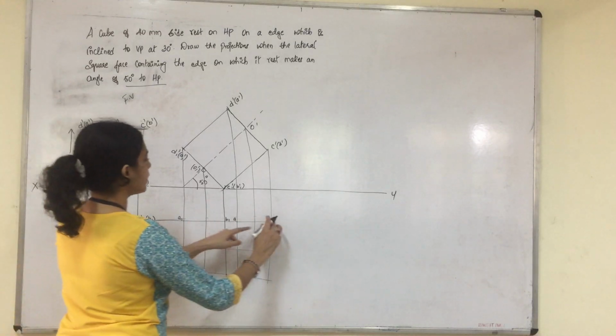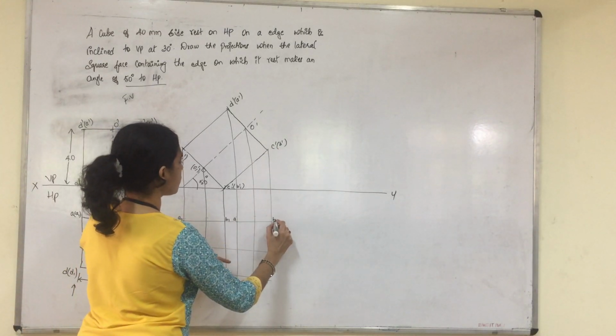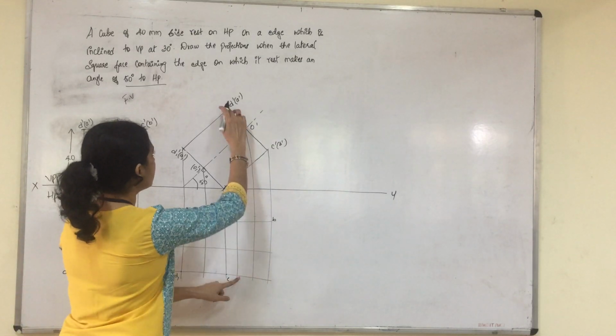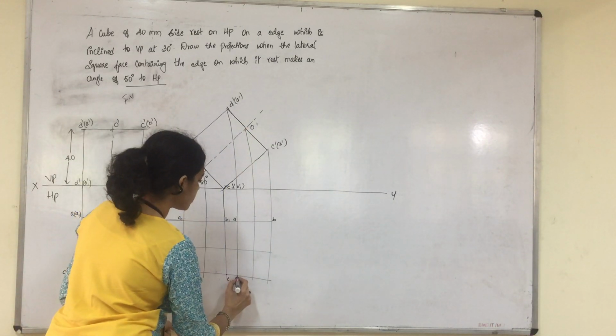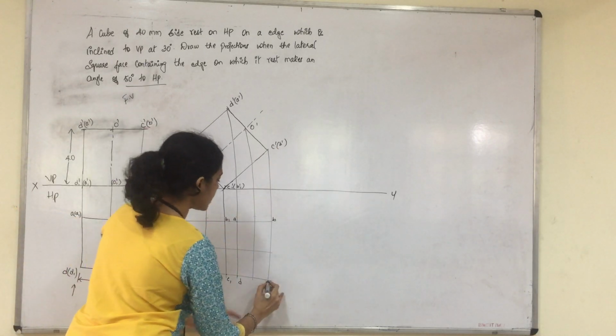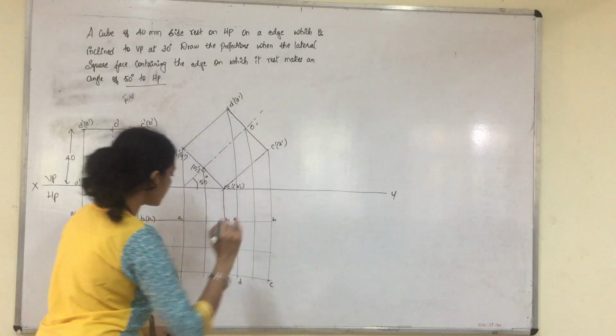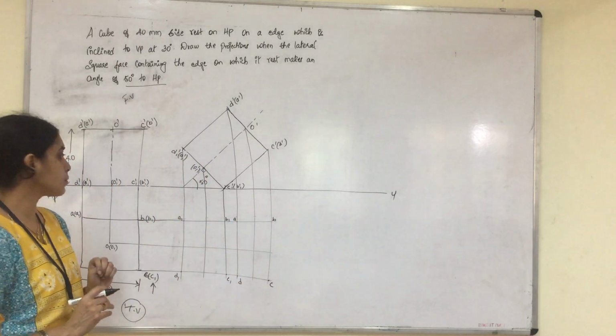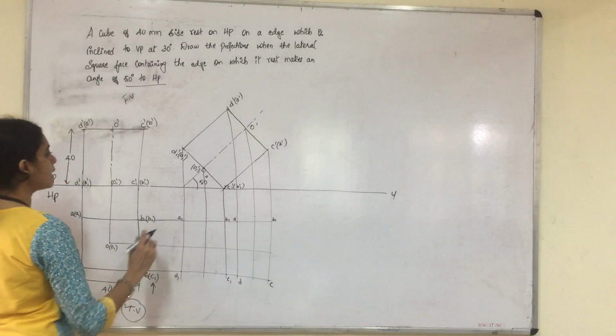So locus of B is meeting B dash at this point, this is our B. Locus of D is meeting D dash at this point, so this is our D. Locus of C is meeting C dash at this point, so this is our C. So we named the top surface as well as the bottom surface. And then please name the centers also.